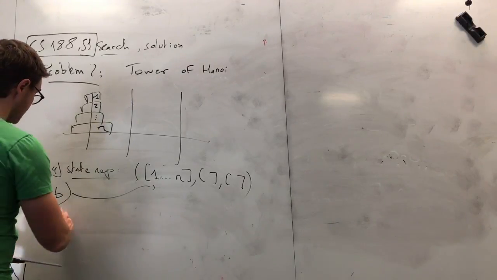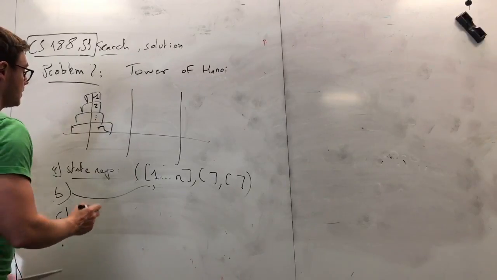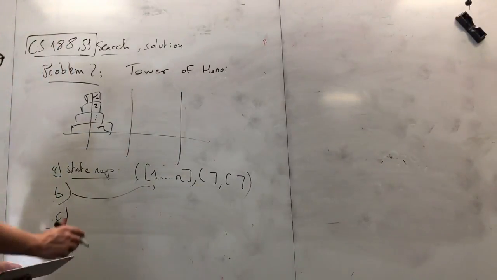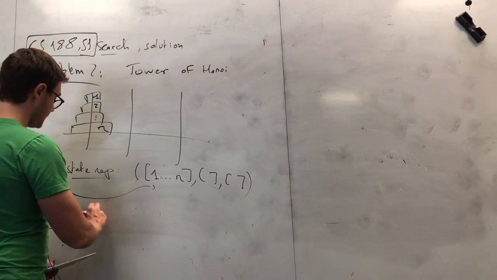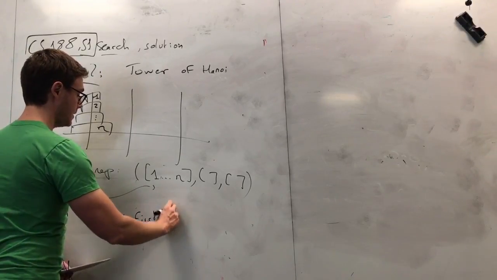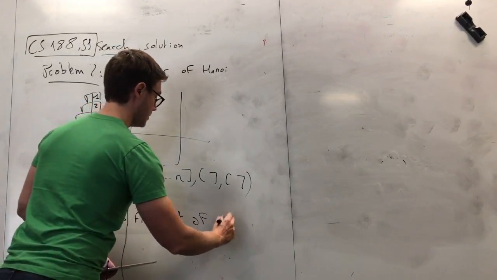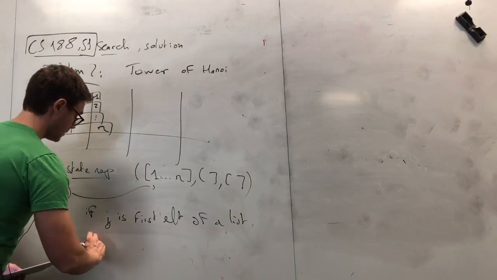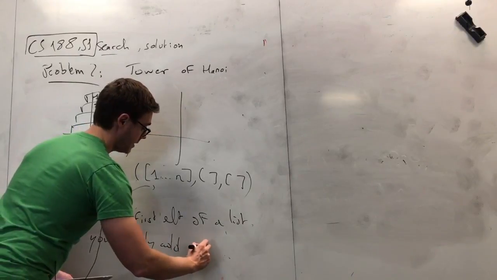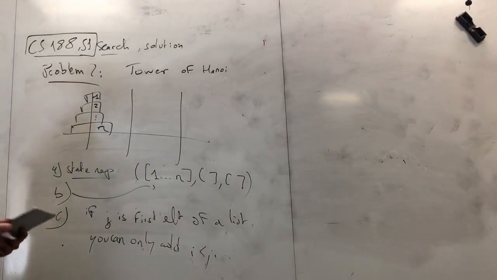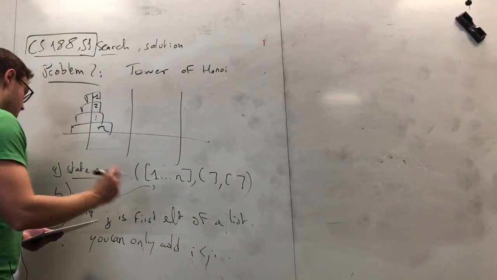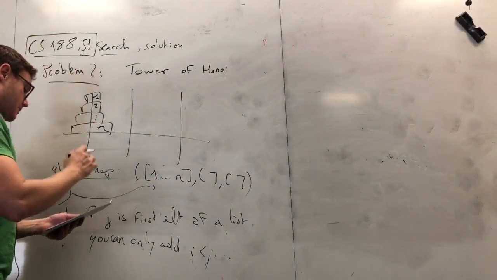For a given state, what actions are legal? Well, here the game says that you cannot take a tile and put it on a smaller one. So it means that if j is the first element of a list, you can only add i that is strictly smaller than j. And basically that is going to condition your successor function. This is not part of the state space. It's a rule, it's constant, so it's going to be in the successor function.